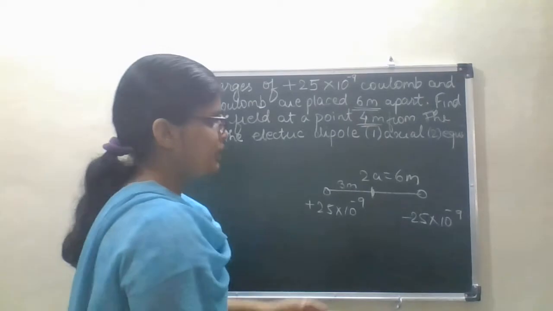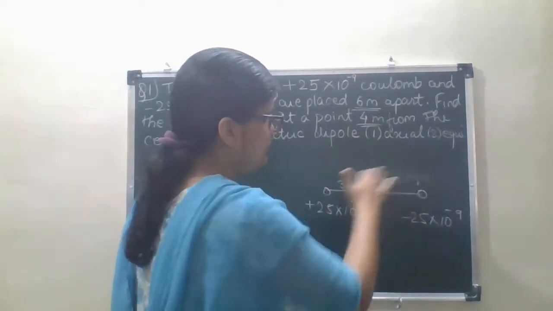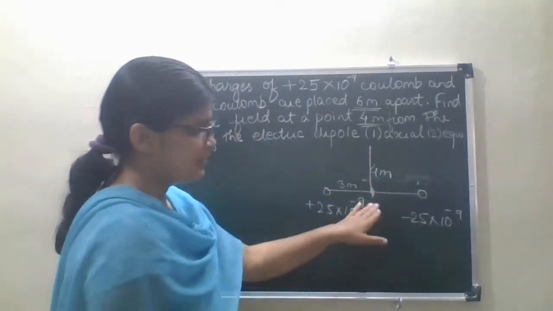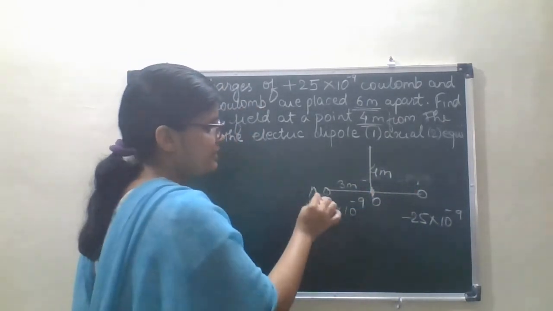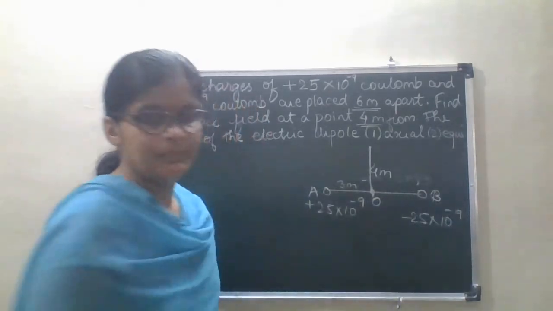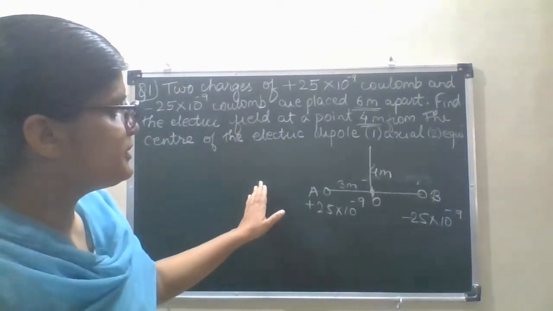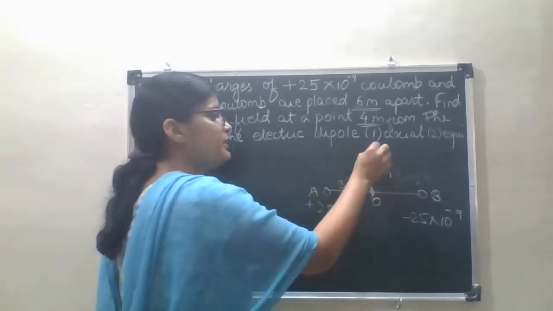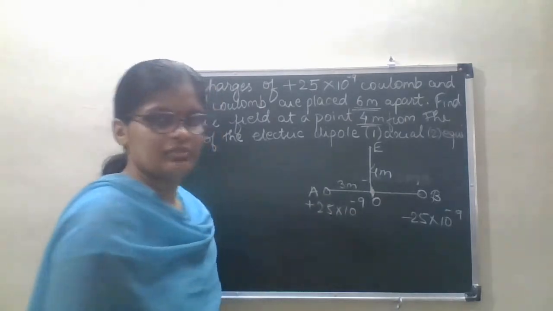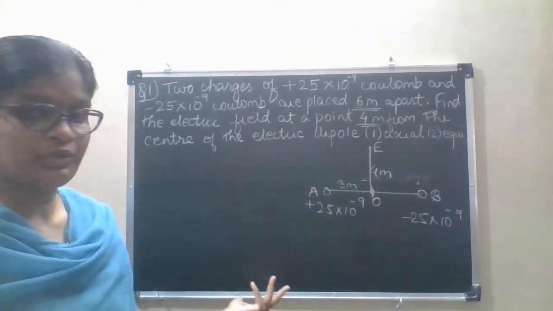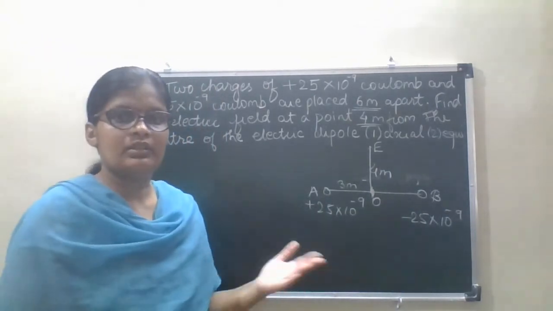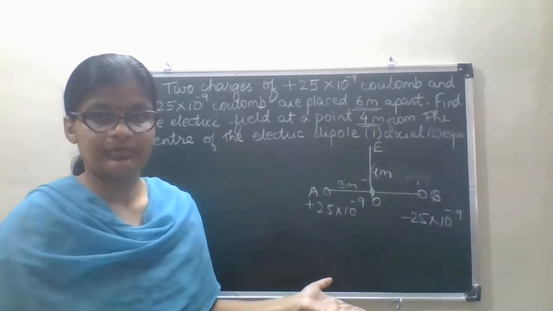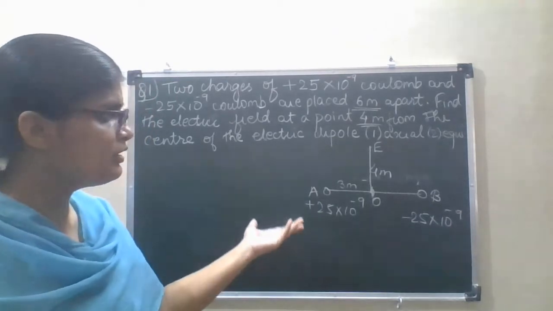Now we are going to take 4 meter from the center of the dipole. If you consider this as A and this as B, at the 4 meter distance from the center of the dipole, we have to calculate the electric field at this point. We have already studied the axial line and the equatorial line equations, so we are not going to derive those equations again, and we will directly substitute the values.